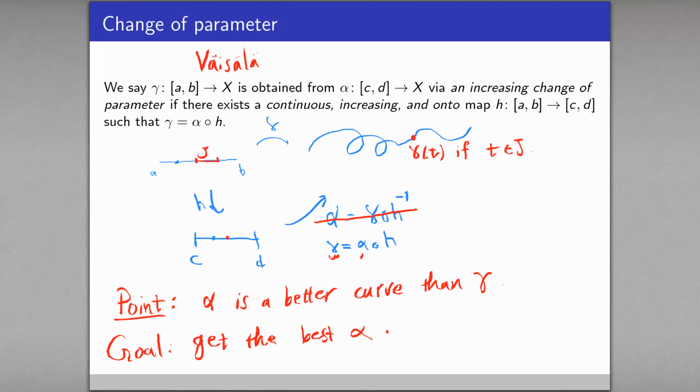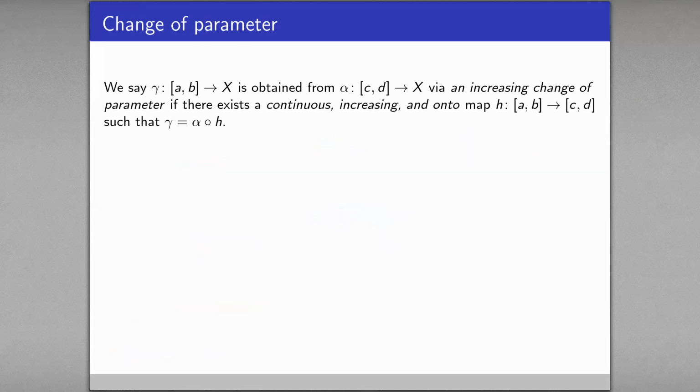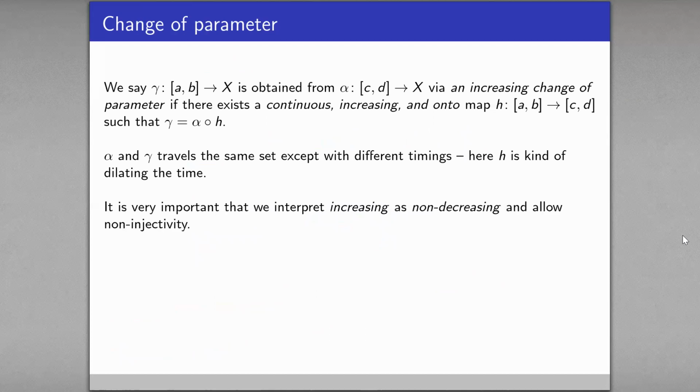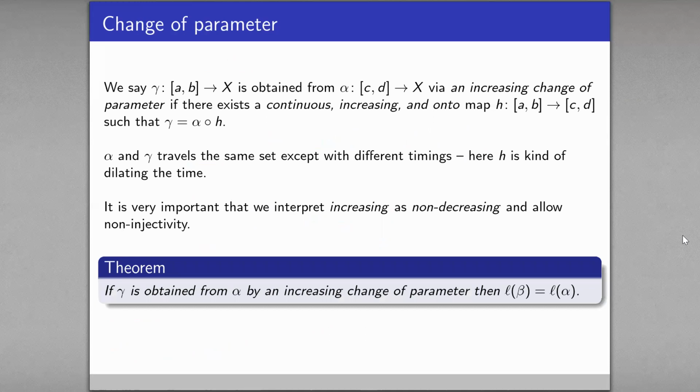Okay, so the goal will be to start with a gamma and improve it to another curve. So some of these that will come, I have already mentioned. So they travel the same set with different timings. It is important that we allow, we don't require, strictly increasing. Now, this is the point, that if your gamma is obtained from alpha by an increasing change of parameter as before, then the length does not change.